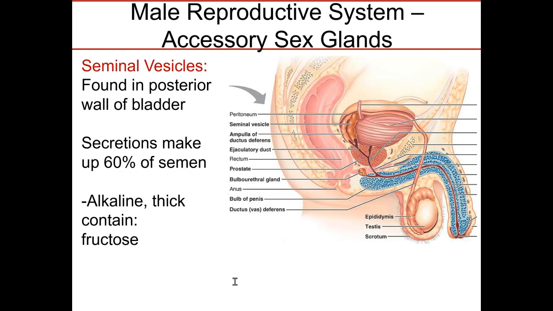So the accessory glands, there's three glands that make semen. The seminal vesicles are on the posterior side, up here on the posterior side of the urinary bladder, and they make up the bulk of semen. They make up about 60% of the semen. They make a pretty thick solution that's alkaline, and it does contain fructose. Fructose is a monosaccharide. Fructose supplies energy. Basically, the sperm use fructose to generate ATP so they can swim. The sperm are the only cells in the body that can actually use fructose.